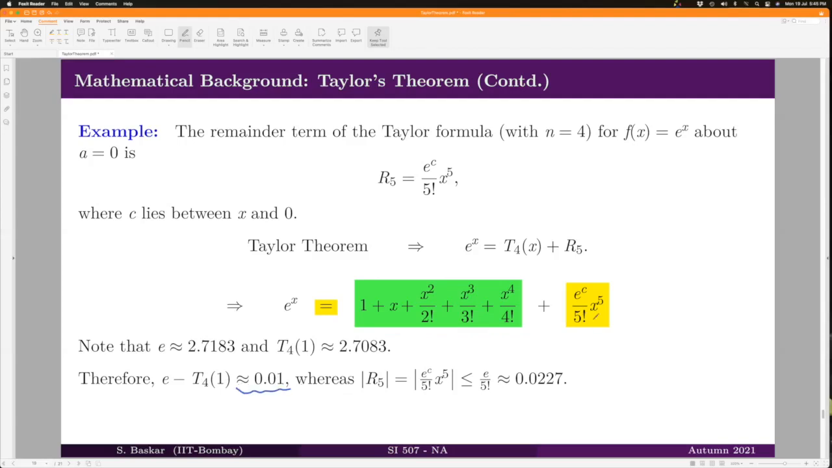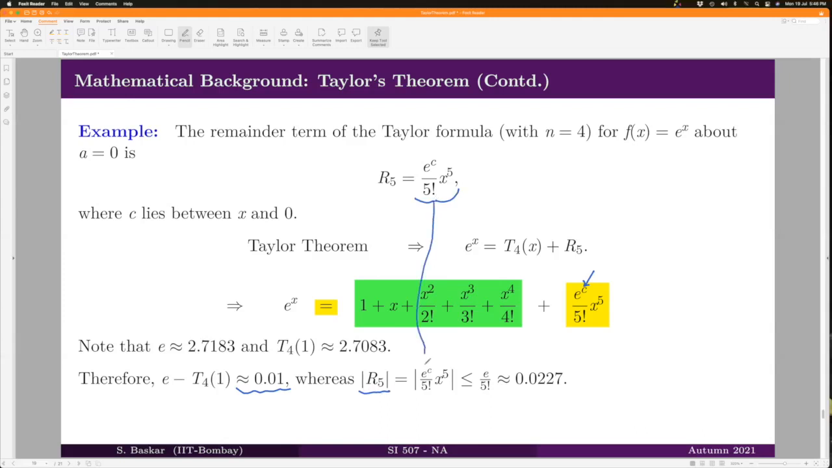Now, you can also try to estimate the remainder term. Remember, you cannot exactly find the remainder term because of this unknown term C here. Nevertheless, we can estimate the remainder term. What I meant by estimating the remainder term, let us try to understand it very carefully because this word is used very frequently in our course. You have R5, the remainder term for the Taylor representation of e power x up to degree 4, is given by this expression.